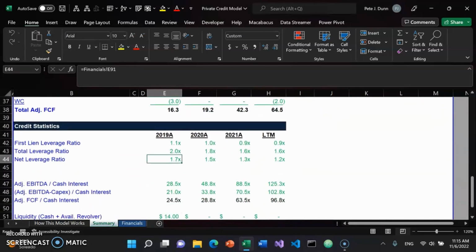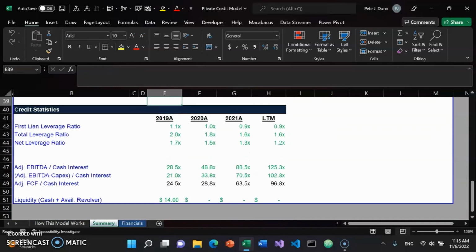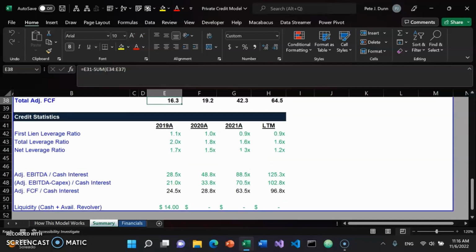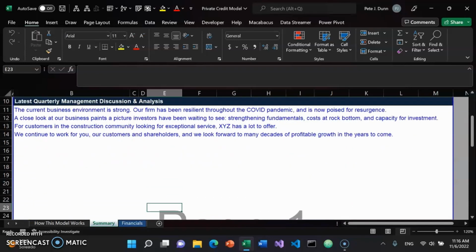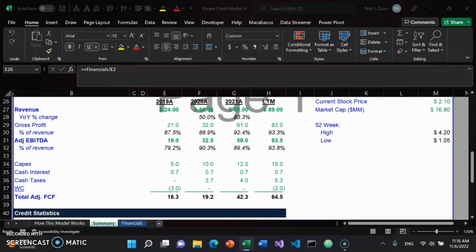And then I showed various leverage ratios, interest coverage ratios. There's not too much leverage on the company, and it has good coverage ratios, so you'd probably feel comfortable lending to XYZ in this hypothetical example. So this is what an institutional grade private credit model looks like. Take this knowledge into the marketplace to understand how private credit firms think about credit analysis and some of the metrics they look at. Have a great day.